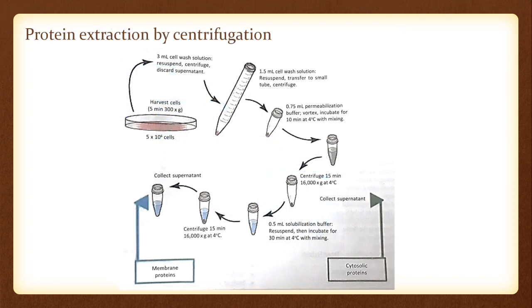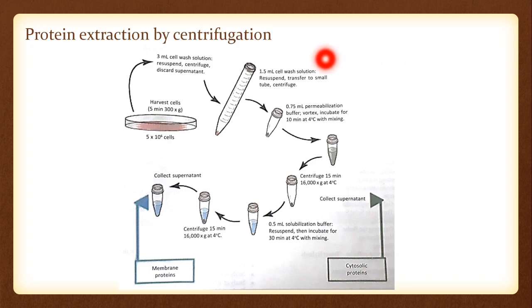Again, we will use cell fractionation by chemical methods. This is a cell culture containing cells and proteins of interest. Then we will take those cells present in the cell culture with 3 ml of cell wash solution, resuspend, and again centrifuge. We will discard the supernatant. Then the pellet contains the required proteins.